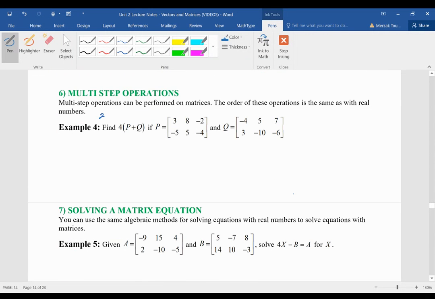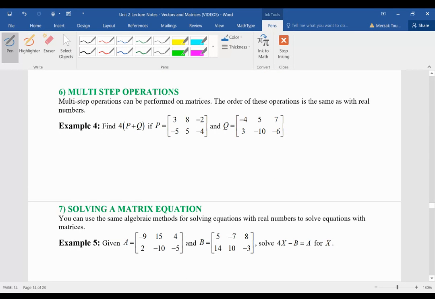All right. Multi-step operations. Multi-step operations meaning more than one operation. For example, A minus B plus C, or 2A plus B, means we'll multiply the matrix A by 2 and then add the C and so on. So that means more than just one operation.